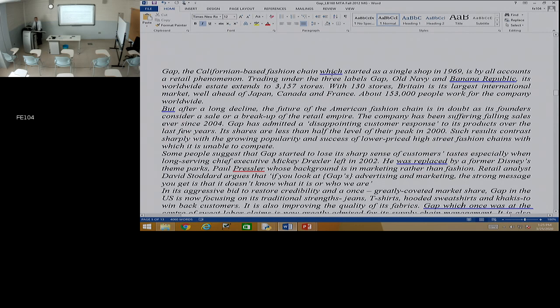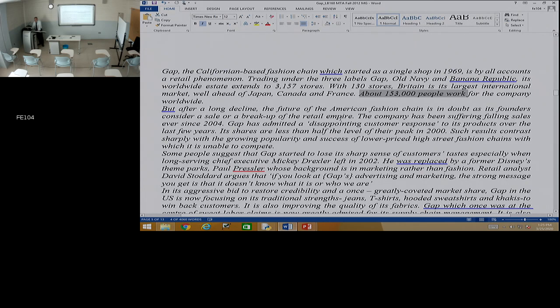Strengths is straightforward. If you look here, it is the present symbol, by all accounts a retail phenomenon. This is another example. The company's worldwide estate extends to how many stores? 3,157. Another example is about 153,000 people work for this company, okay? Again, this is an example of what?